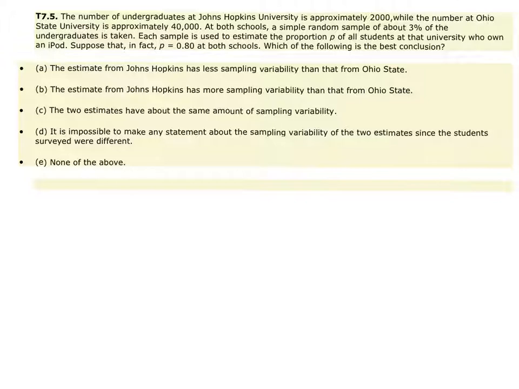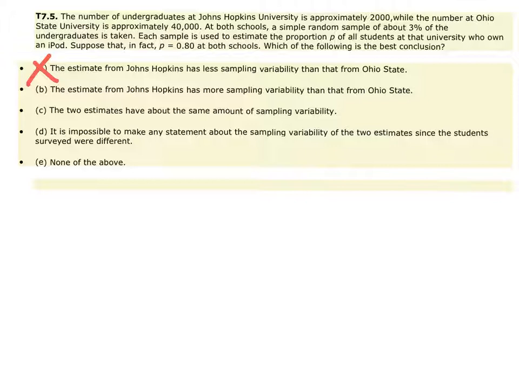Now, one thing we can tell, Johns Hopkins has by far a smaller sample size, and Ohio State has a much larger sample size. The sample size alone is going to tell you that the data at Ohio State is going to be less variable, where Johns Hopkins will have more variability. So if we look at letter A, the estimate from Johns Hopkins has less sampling variability. That's absolutely false, so cross it off.